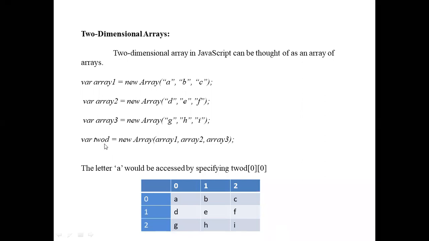So the two-dimensional array in JavaScript is an array of arrays. That is the example 2D, an array of three arrays: array 1, array 2, array 3. Okay, so this is about arrays. Once again I will repeat the array topic.